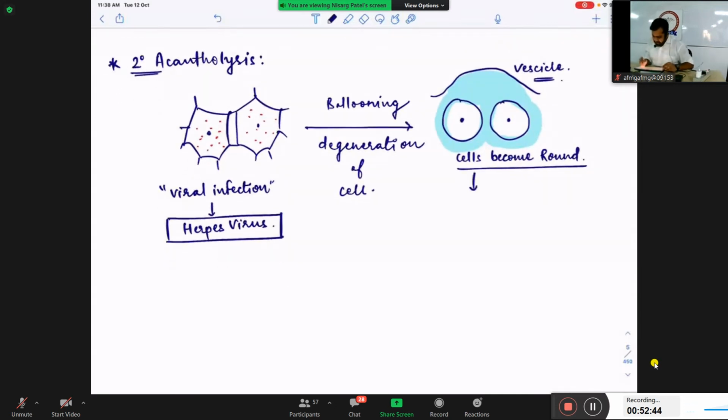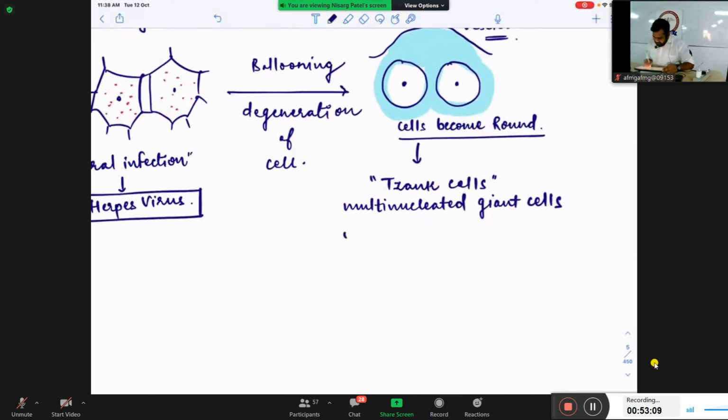These cells, in microbiology, you all know, are the giant cells. These are multinucleated giant cells, and that is why, you all know, in microbiology we always look for the Tzanck smear. Yes, this is a diagnostic test.